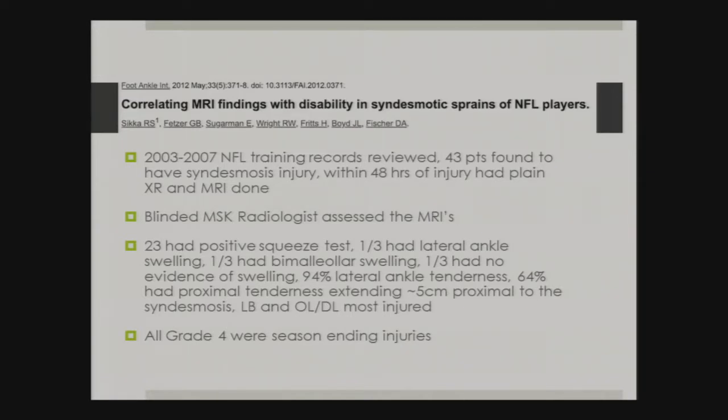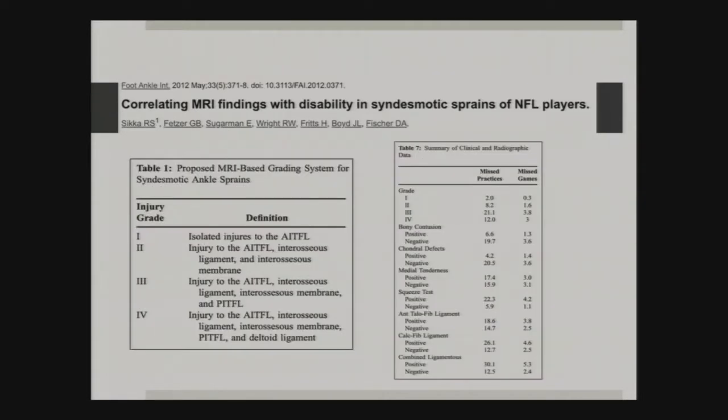But of those, all of their grade 4 injuries were season-ending injuries. So this is their MRI-based study. It's a little bit different than the previous grading systems that we talked about. It adds in the deltoid ligament at a grade 4, and this is once again based off of the MRI.